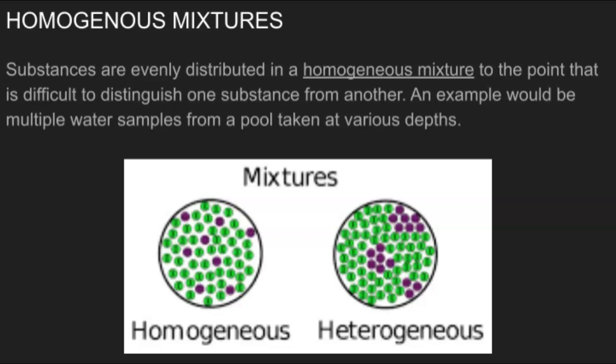In a homogeneous mixture, substances are evenly distributed to the point that it can be difficult to distinguish one substance from another. An example from your textbook is that you can take multiple water samples from a pool at various depths. Whether you go to the low end of the pool or the deep end where the diving board is, that's still water that is mixed pretty well and is very similar across the board. Now you might get two different readings, but not like you would in your salsa example.